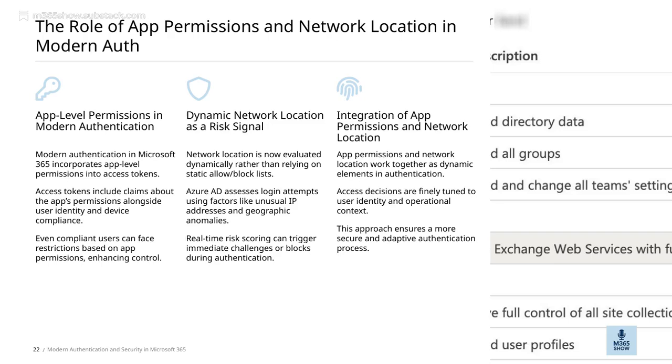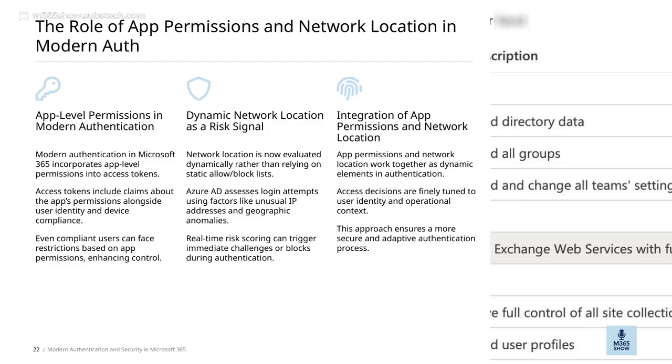In modern authentication, network location acts as a risk signal that complements app permissions. Access tokens now include claims about the app's permissions, in addition to user identity and device compliance. This means that even if a user is compliant and meets all other criteria, restrictions can still be applied based on what the app is allowed to do. This adds an extra layer of control, ensuring that permissions are carefully managed at the token level.